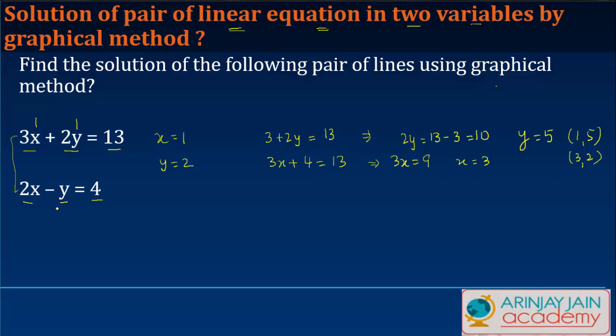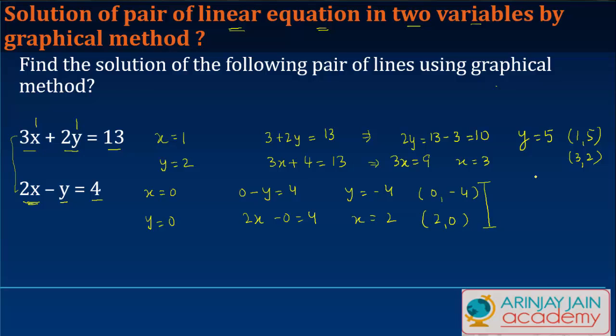Similarly, for the second equation, if I put in the value of x as 0, what do I get? 2 times x, which is 0, minus y is equal to 4, or y is equal to minus 4. So for the second line, I get 0 and minus 4 as one pair of values. And if I put in y is equal to 0, then I get 2x minus y, which is 0, is equal to 4, so x is equal to 2. So I get 2 and 0.